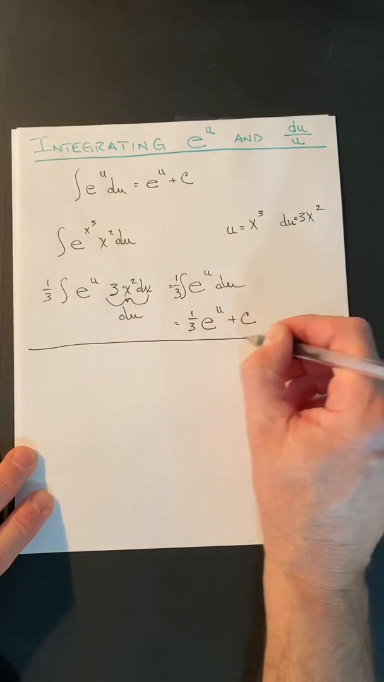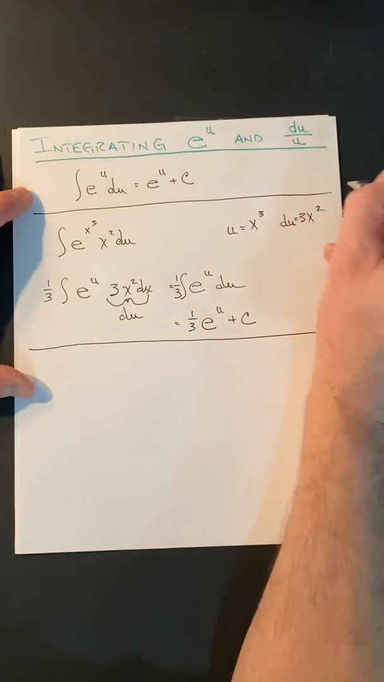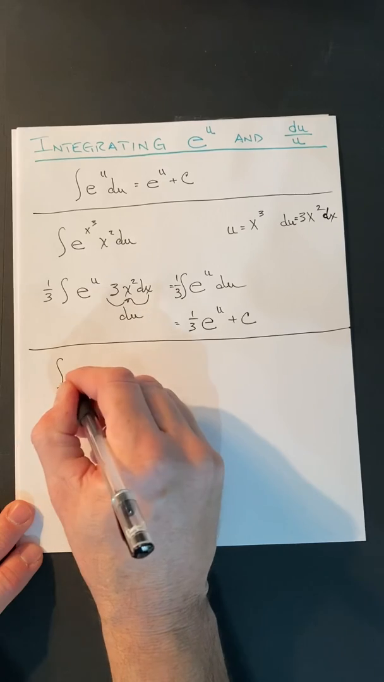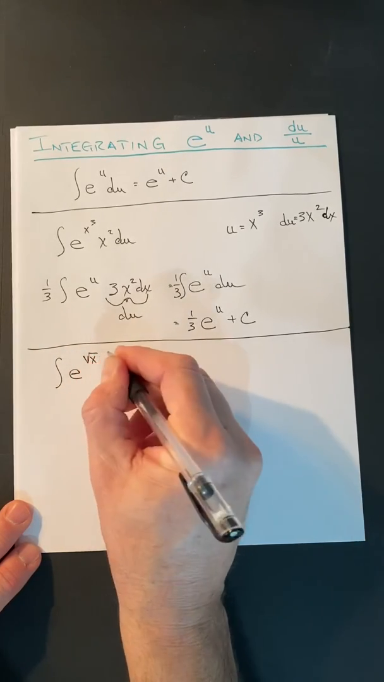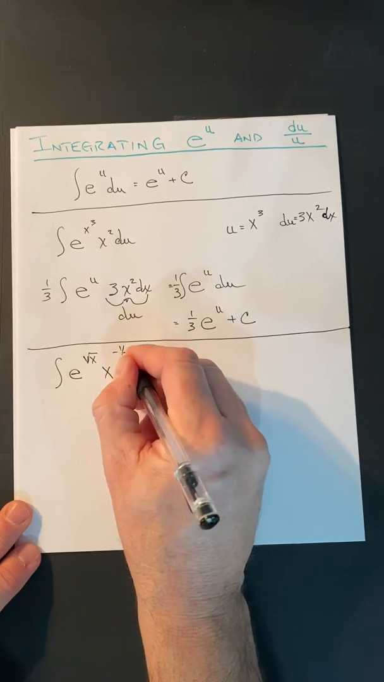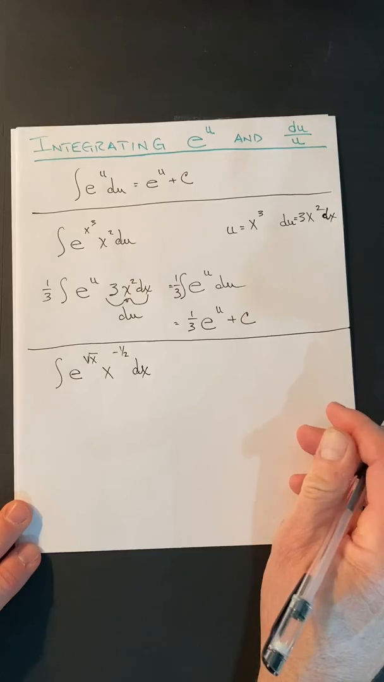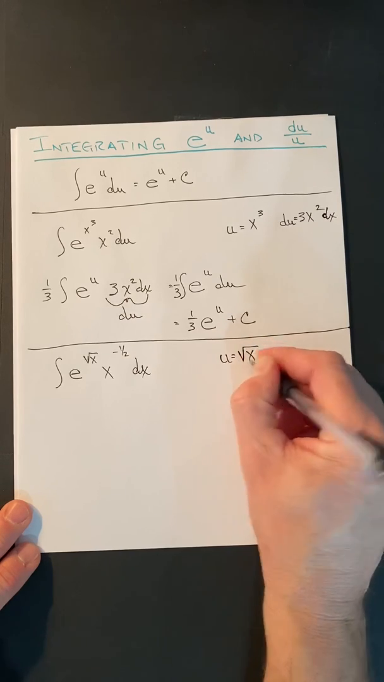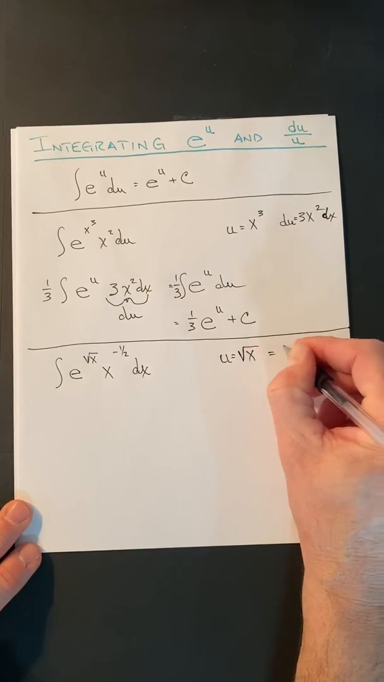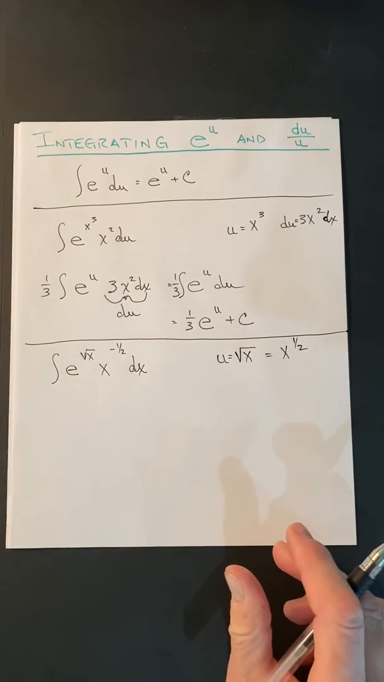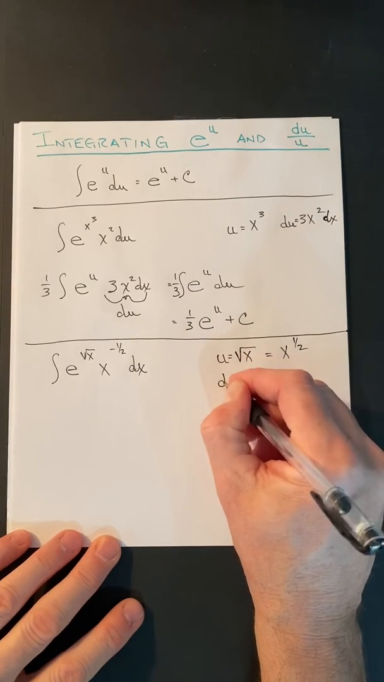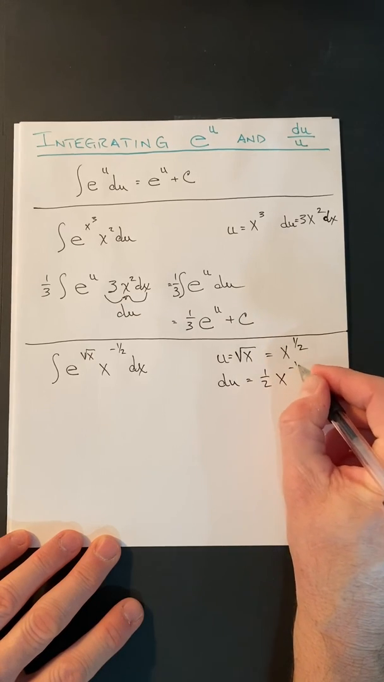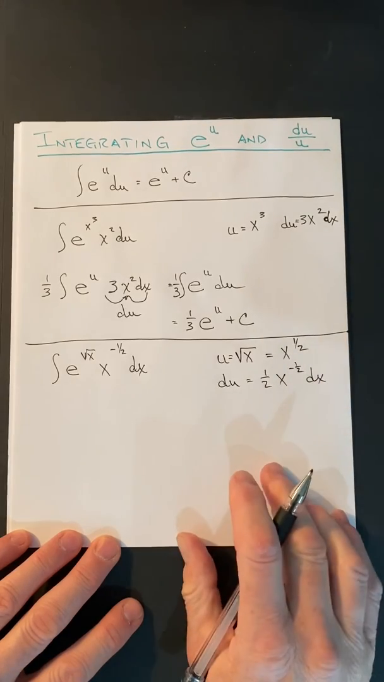So I'm going to just separate these two. I should have had a dx there. So let's look at the integral of e to the radical x, x to the minus 1/2 dx, okay? So obviously here, u has to be radical x. And I'm going to go ahead and say that's the same thing as x to the 1/2, right? So let's see what du would be. du would be 1/2 x to the 1/2 minus 1, or 1/2 x to the minus 1/2 dx, okay?